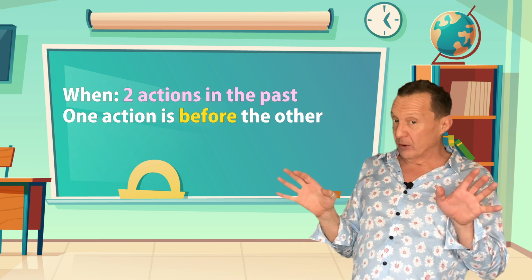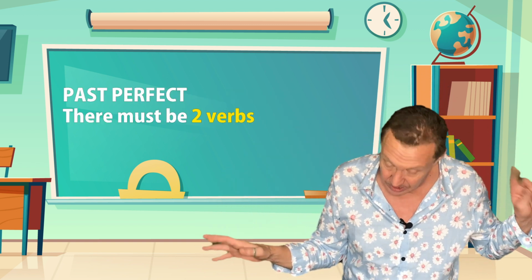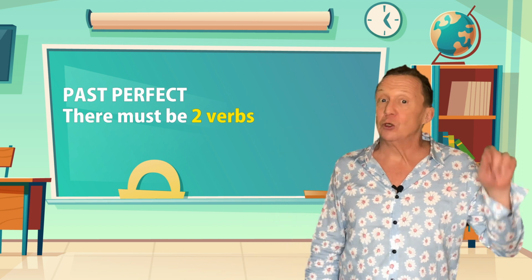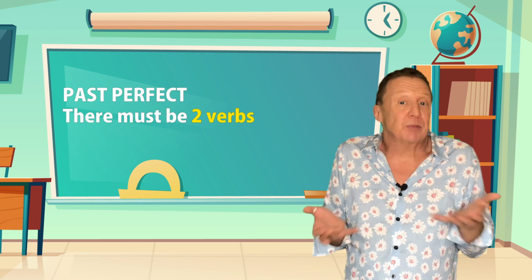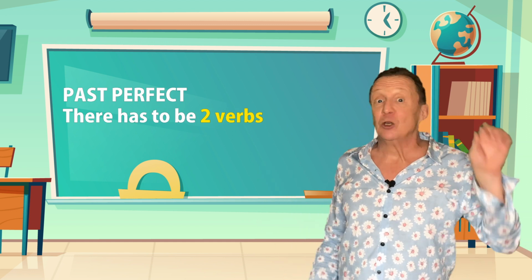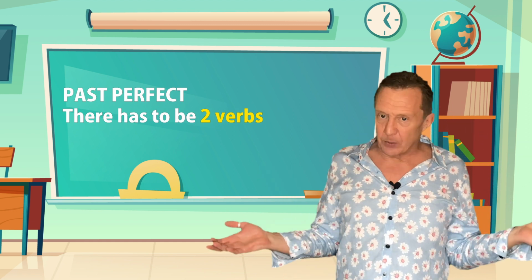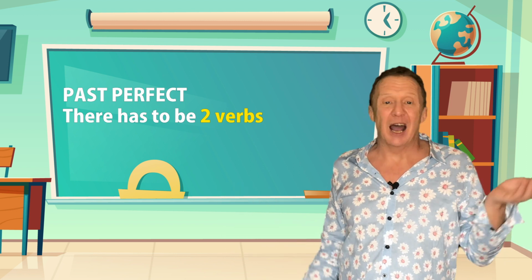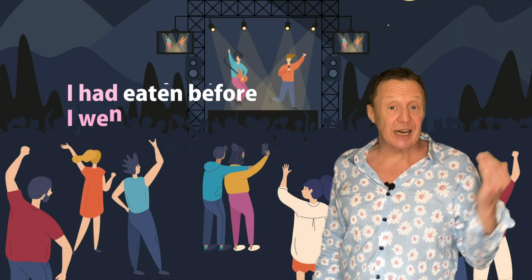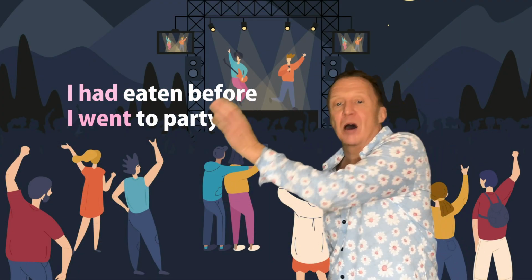Now, one more thing. If we're going to use the past perfect, there has to be two verbs. Otherwise, it doesn't make sense. We cannot say, I had eaten, full stop. It doesn't make any sense. I had eaten before I went to the party.